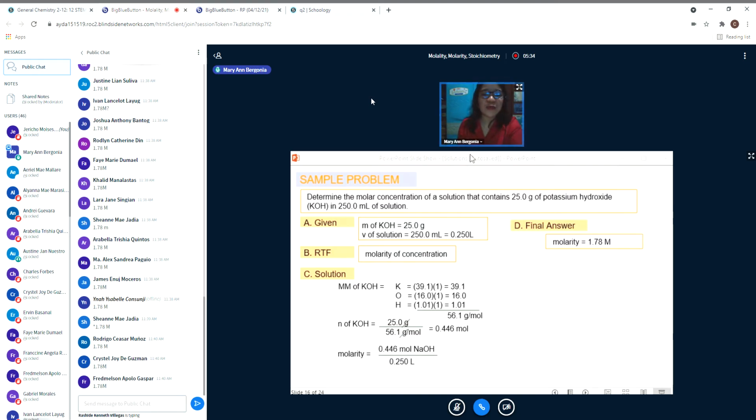Yan. So, if for example, this is a quiz, I would give 5 points sa mga nakatama. Pero sa mga nagkamali, like sa 1.78, ang ginamit nila na unit ay m na maliit, sayang yung 5 points. Again, ang pointing system natin ay per problem. Kada problema. Yan. Questions?